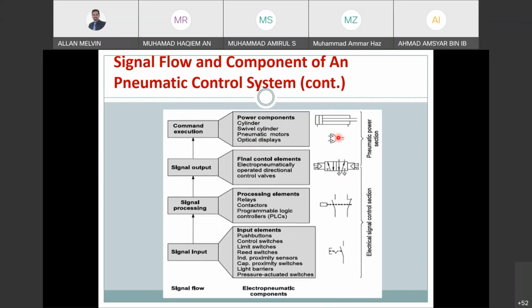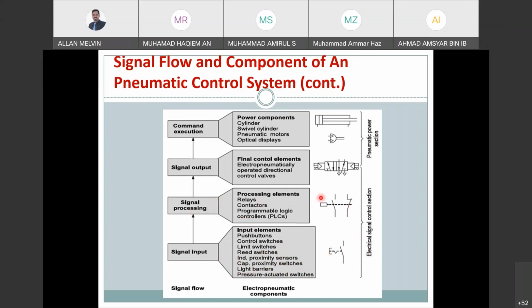But in electro-pneumatic, yang bahagian belakang tu betul, still the same. Initially, the input can be from a push button, control switch, limit switch, reed switch, inductive proximity sensor, capacitive proximity sensor, light barriers, pressure actuators, switches. Lalunya simbol dia macam ni lah. So that you will use in the ladder diagram. Okay, so kita akan gunakan bagi input ni dekat ladder diagram.